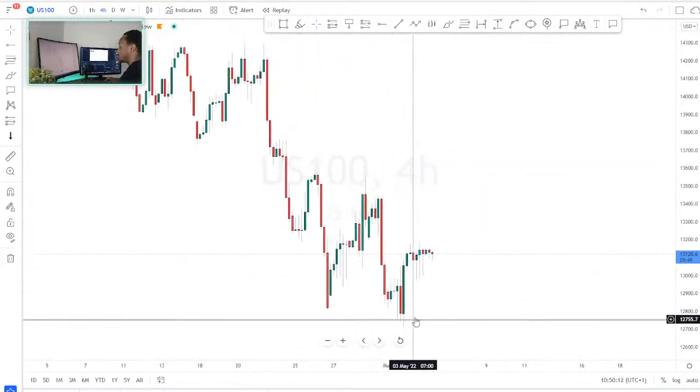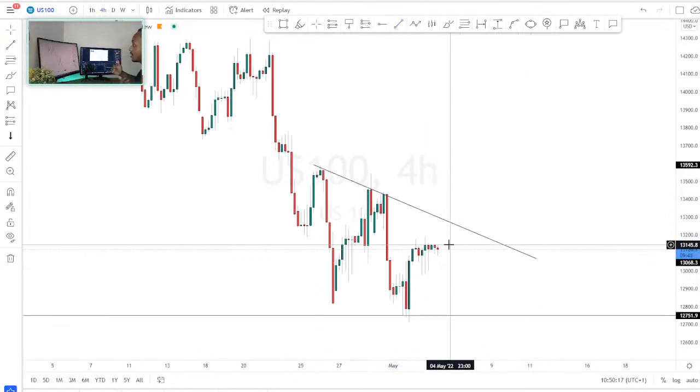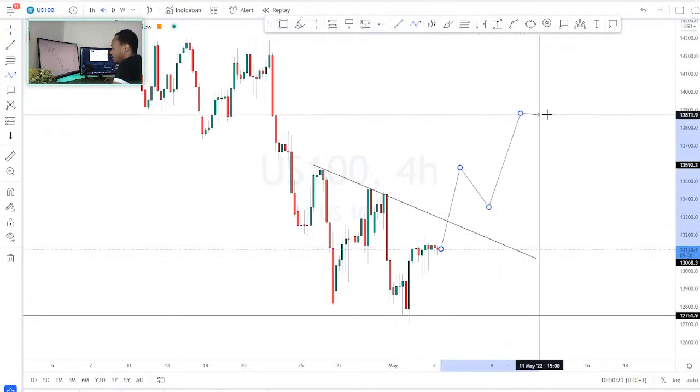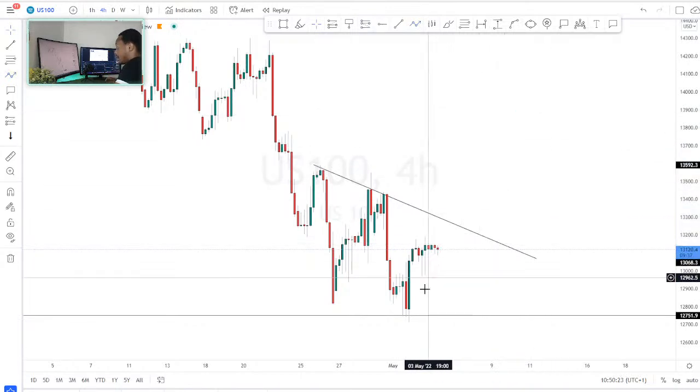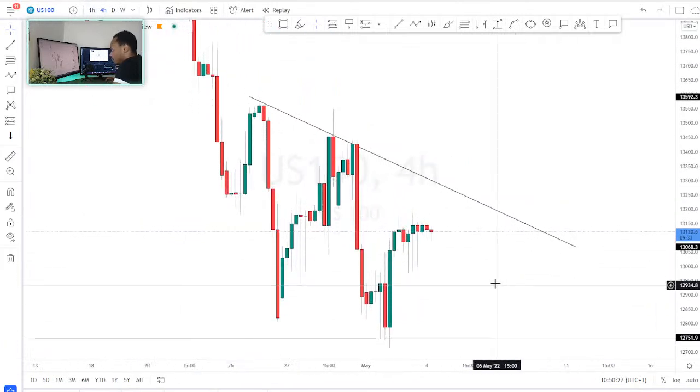But again, because we are at a strong level, and if we do break out, I need to wait for a shift in structure. I need to wait for price to give me some higher highs and higher lows before I start looking for any buys. But as of right now, I'm still bearish on this one.